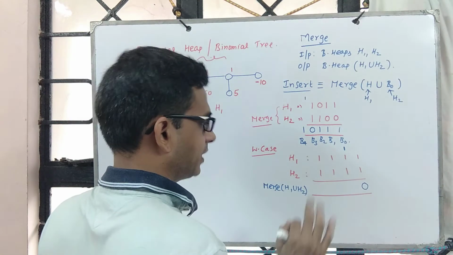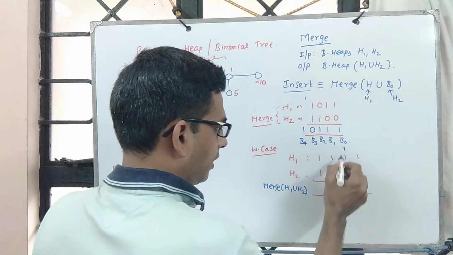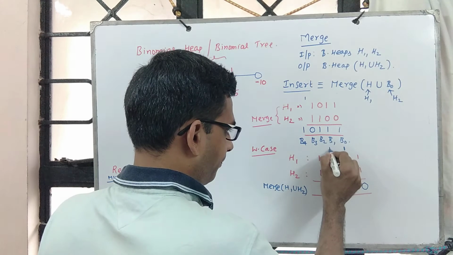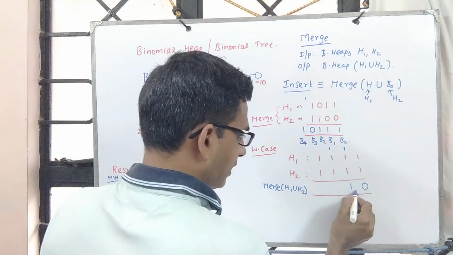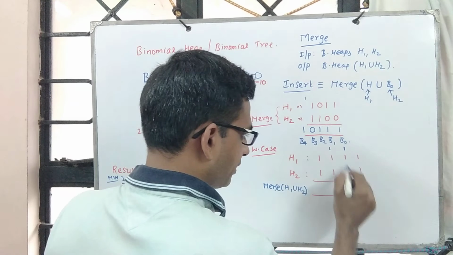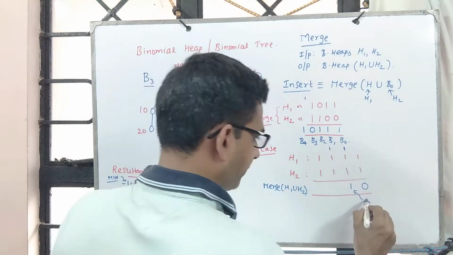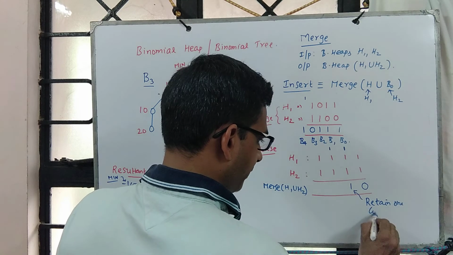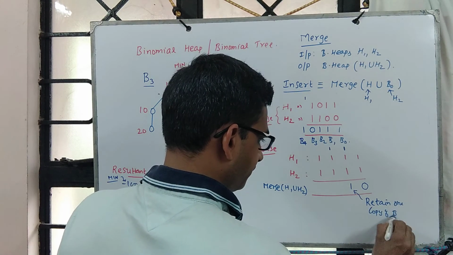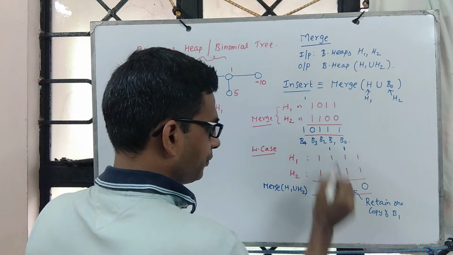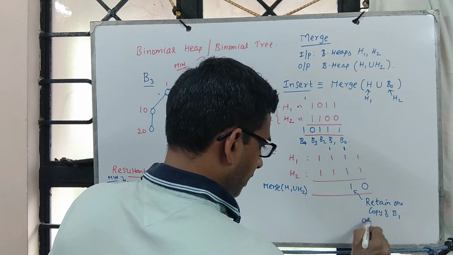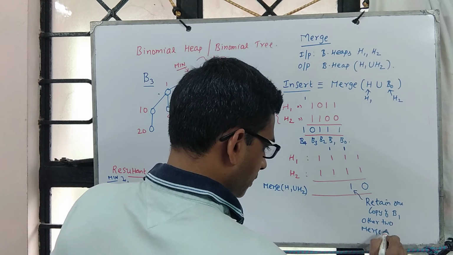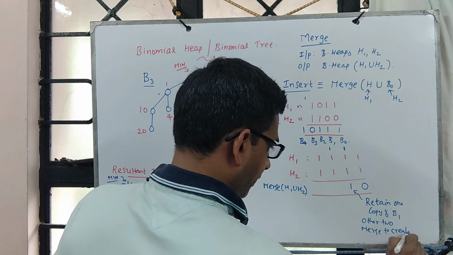three copies of B1. Now 1 plus 1 plus 1 is 1 and a carry 1. So what is this saying? This is saying there are 3 copies of B1, you can have 1 copy. So this says you retain 1 copy of B1 and the other 2 you merge to create B2.